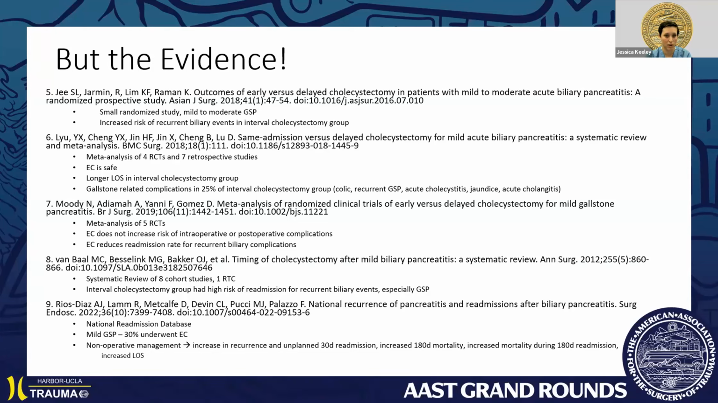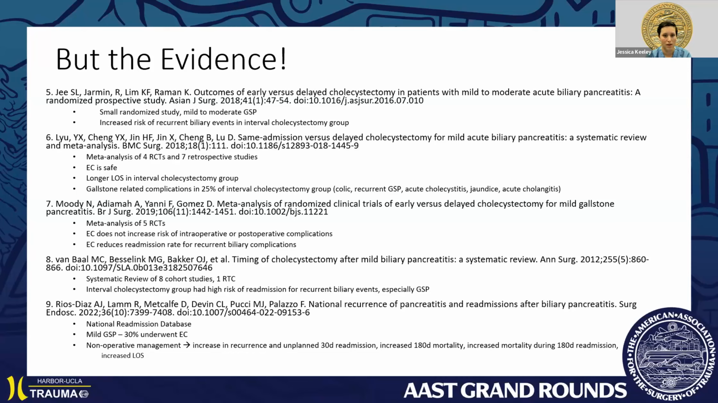If you have the interval group, they have a longer length of stay, which makes sense. It requires at least 2 presentations. And gallstone-related complications are higher in the folks who keep their gallbladder. They still have gallstones. And those risks are not just recurrent gallstone pancreatitis, but acute chole, obstructive jaundice, and even acute cholangitis, which we all know is bad. Again, meta-analysis: early chole doesn't increase the risk of intraoperative or postoperative complications, reduces readmission rates, and with the gallbladder gone, it can no longer drop stones. Again, a systematic review of 8 cohort studies and a randomized trial.